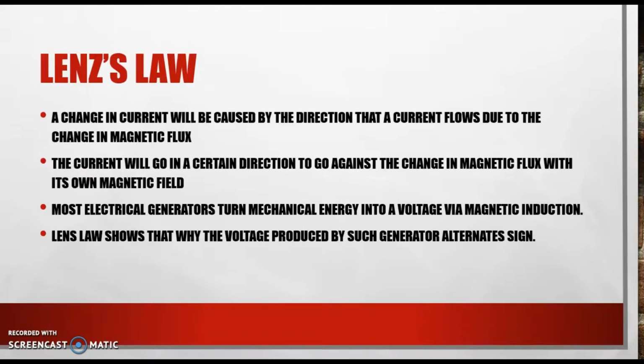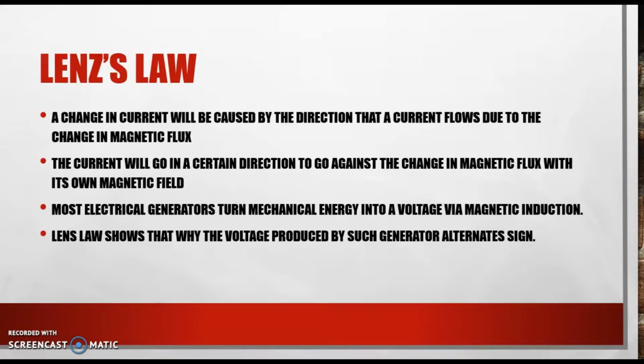So let's move on to Lenz's law. Lenz's law gives the direction that the current flows due to the change in magnetic flux. The current will go in a certain direction to act against the change in magnetic flux with its own magnetic field. Most electrical generators turn mechanical energy into voltage via magnetic induction. Lenz's law shows why the voltage produced by such a generator alternates sign.